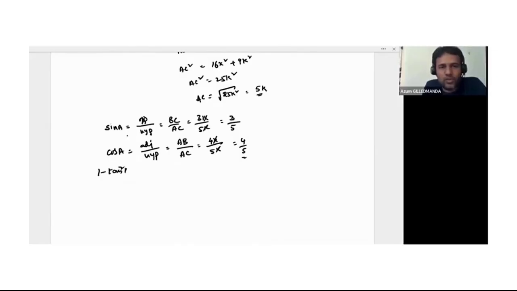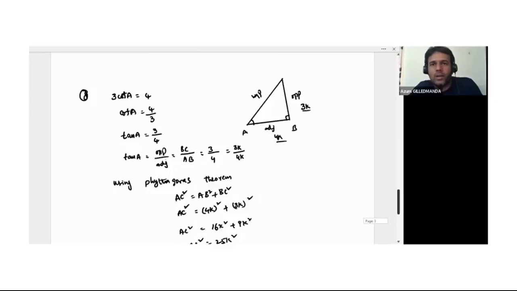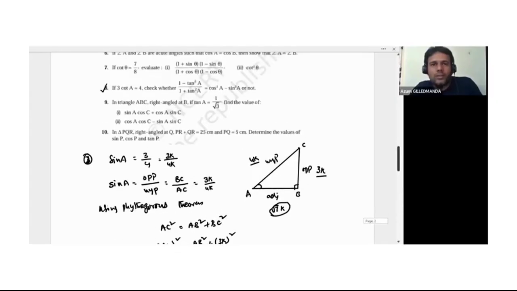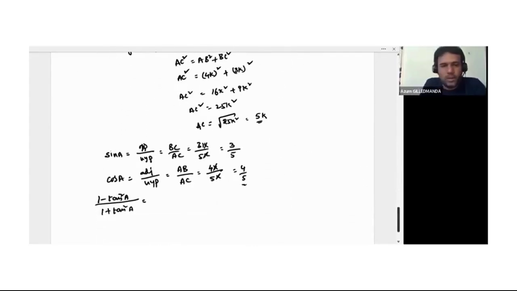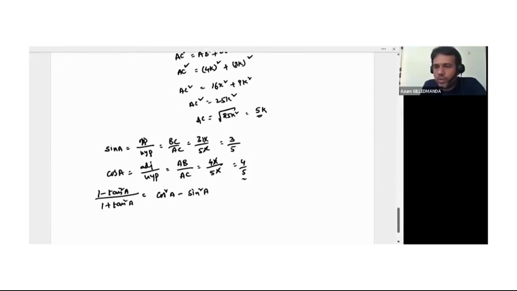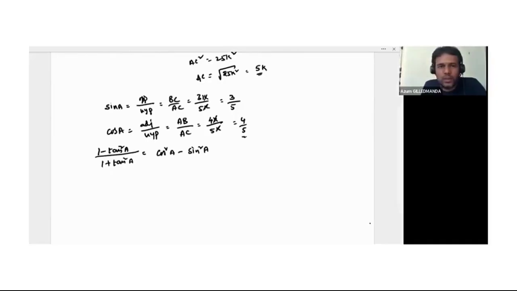1 minus tan square A by 1 plus tan square A is equal to cos square A minus sin square A. So these are two different values. What I prefer is, I'll first take the left hand side and find the value, and then I'll take the right hand side, find the value, and see if these are equal. Then I'll say yes, both are equal. If not, I'll say no, they are not equal.